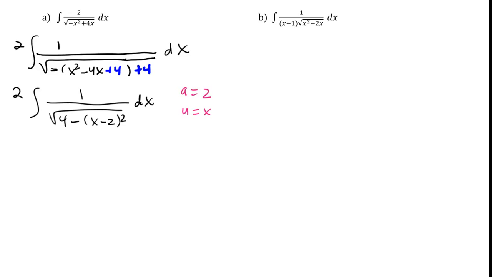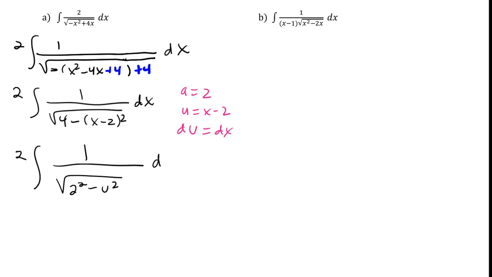Okay, going on, matching it perfectly, we are going to say 4 is 2 squared, so a is 2. We know that u is x minus 2, so du is dx. If I go ahead and rewrite this, this is the square root of 2 squared minus u squared, du is dx. Now I can use arcsine. Remember, arcsine is the only one that does not have 1 over a in front of it. So it's just arcsine of u over a, but my u is x minus 2, and my a is 2.